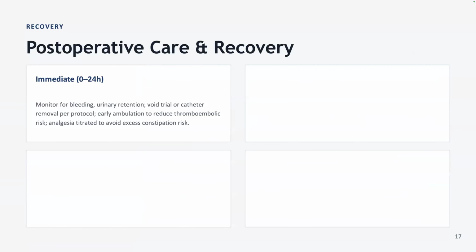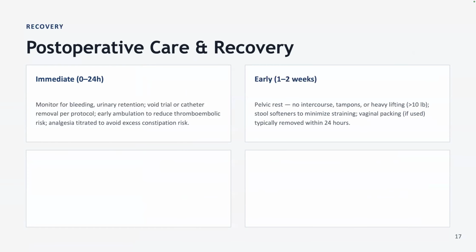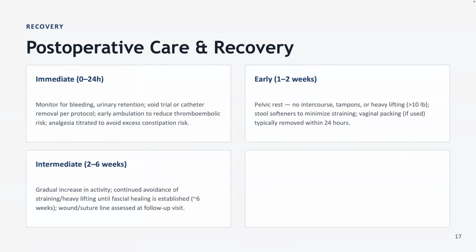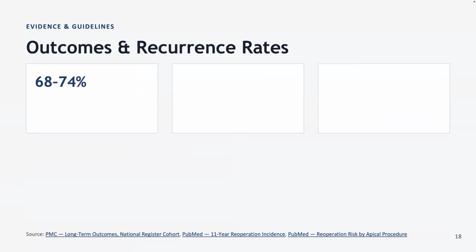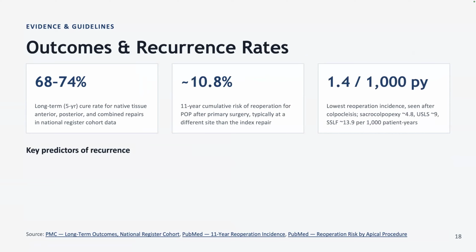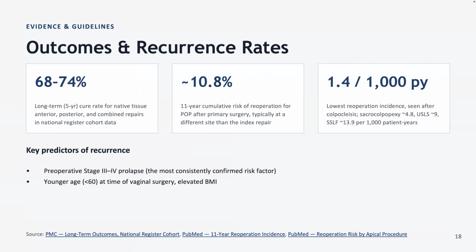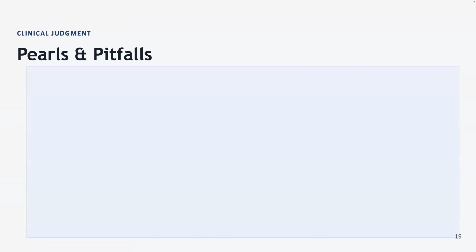Postoperative care and recovery: immediately, monitor for bleeding. Early, weeks 1 to 2, pelvic rest, no intercourse. Weeks 2 to 6, gradual increase of activity. Long-term, 6+ weeks, resume intercourse and full activity with clearance. Now, outcomes and recurrence: key predictors are preoperative stage 3 and 4 prolapse, the most commonly confirmed risk factor, and younger age, less than 60 at the time of vaginal surgery.